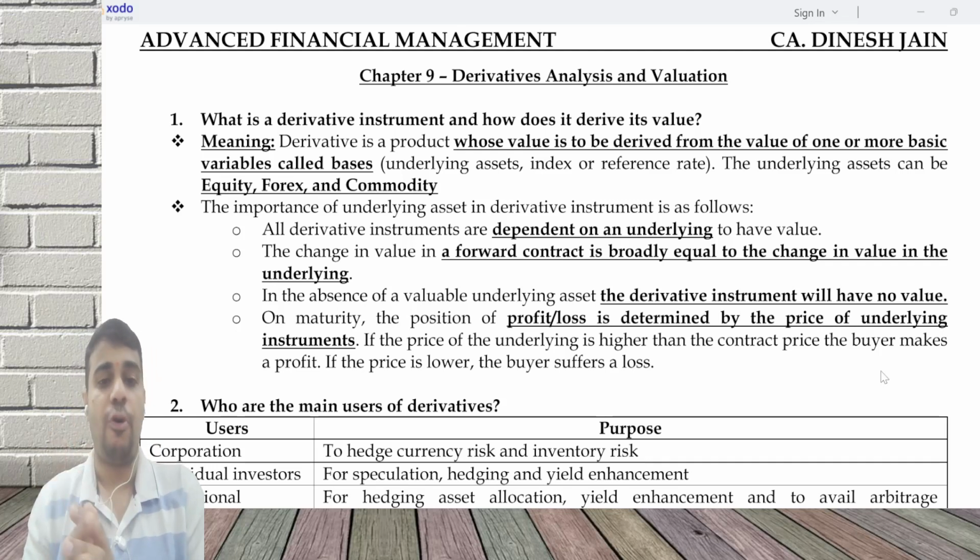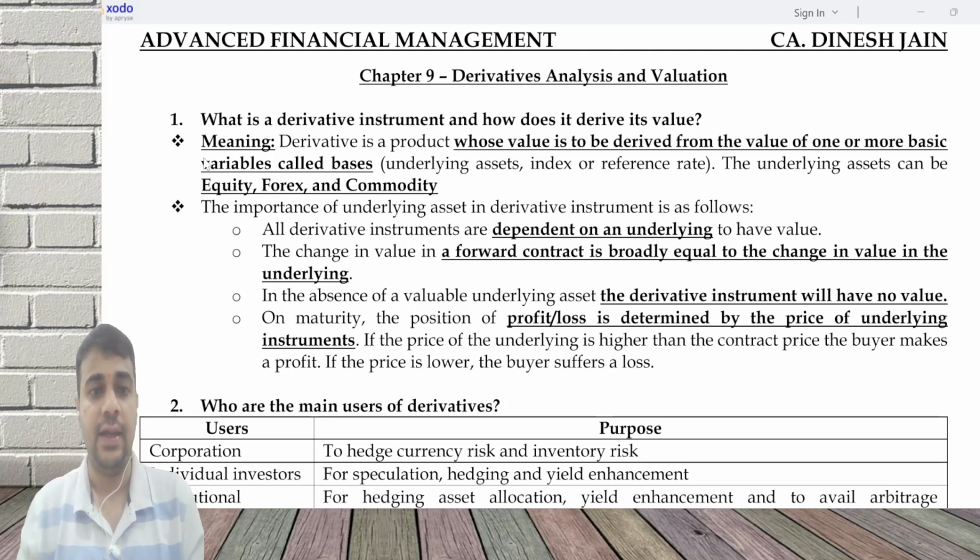Some of these points I've already discussed in detail in the practical portion itself. So some of this is already discussed in detail. Some of them may need a little lengthier discussion. So let's start now with what is a derivative instrument and how does it derive its value.